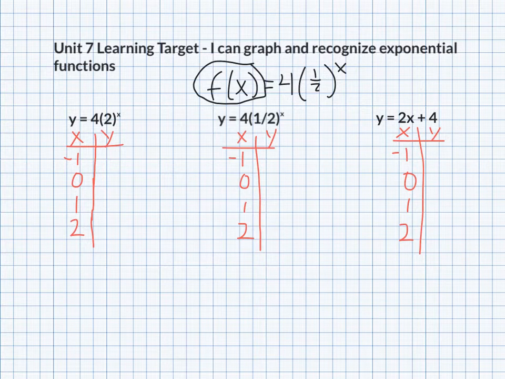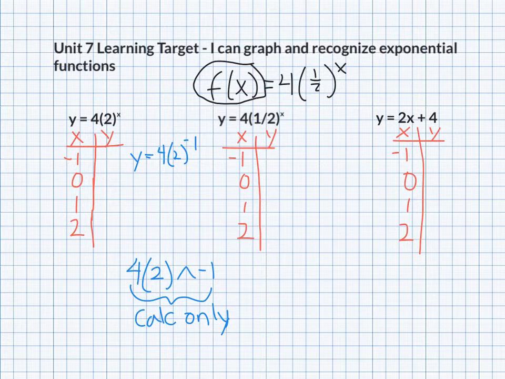All right, well, if you didn't pause and you're just moving on, great. That's fine too. So I'm going to do all of these. y equals 4 times 2 to the -1. You can type this directly into your calculator. Remember, you're going to just use 4, parentheses 2, and then that caret -1. Don't write that. This is calculator only. Don't write it on your paper, okay? So if you put that on your calculator, you'll see the answer that you get.